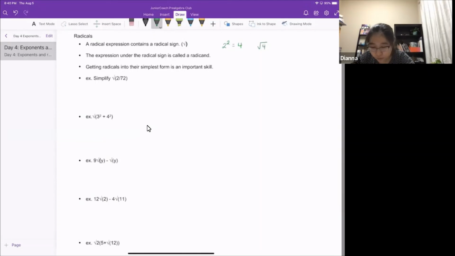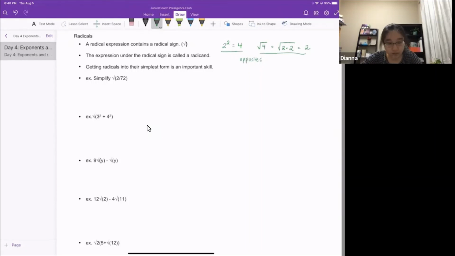So the square root of 4 basically means you're trying to find, well, what numbers under here multiply together to make 4, and they have to be the same number. So 2 times 2, right? So the square root of 4 is going to be 2, because I have to multiply 2 by itself once to get 4. So this exponent and this radical are basically opposites of each other.